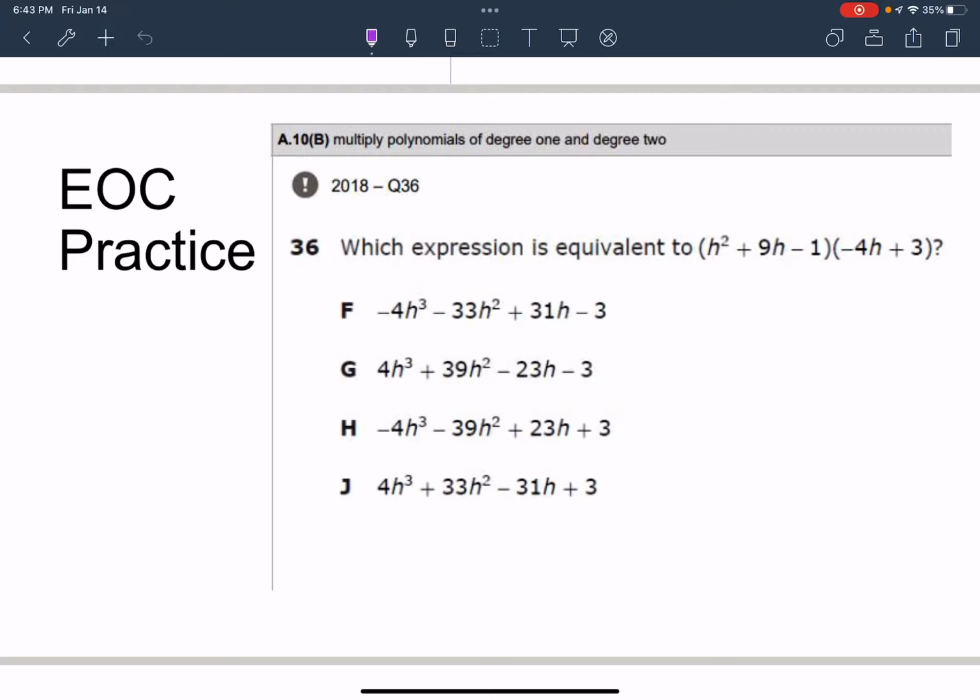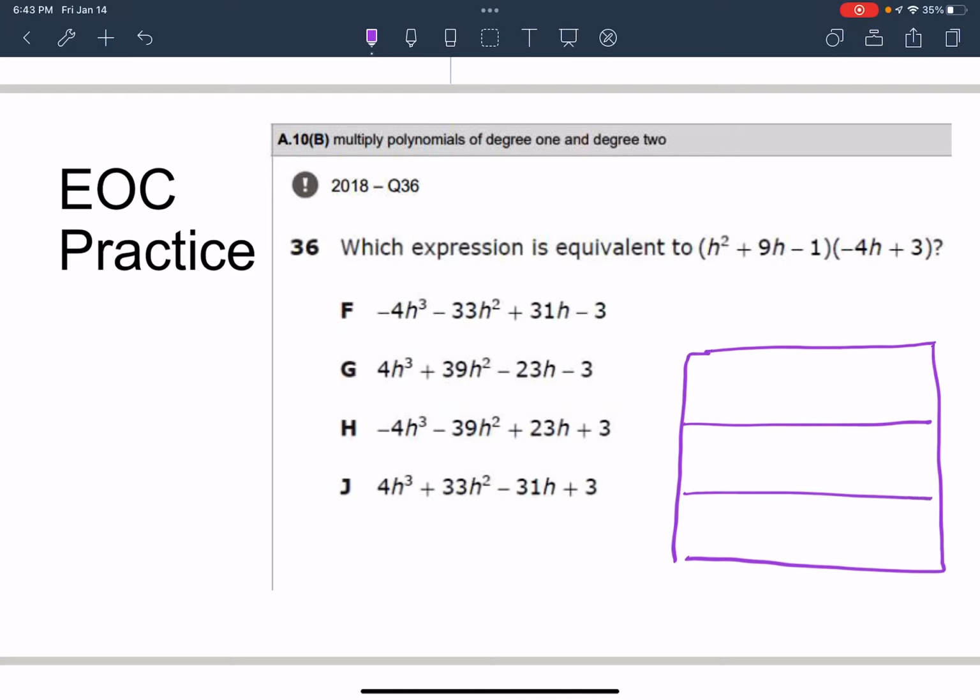So remember, we can do this many ways. One way is using the box method. So we have 3 terms by 2 terms. So I'm going to draw 3 and 2. And so here I'm going to put h squared, 9h, and 1, and negative 4h and 3.